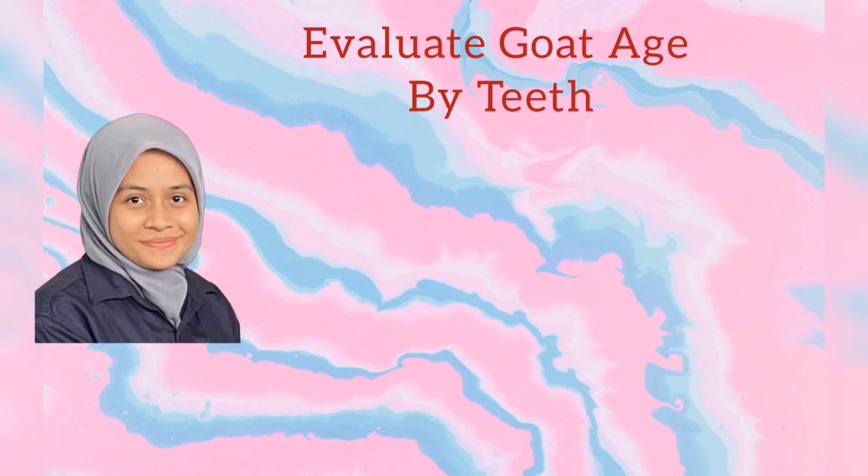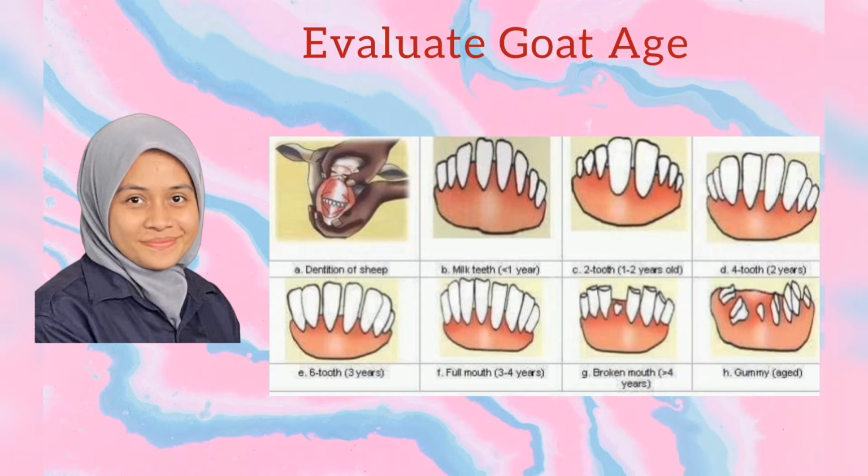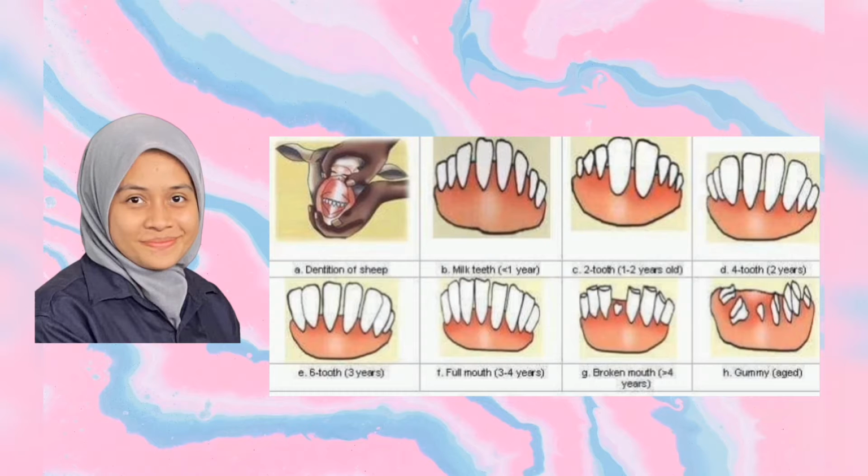Look from these pictures. We can know the goat's age from dentition, from small goat until gummy, which the goat is already in old age stage. So we go through one by one about goat's age.